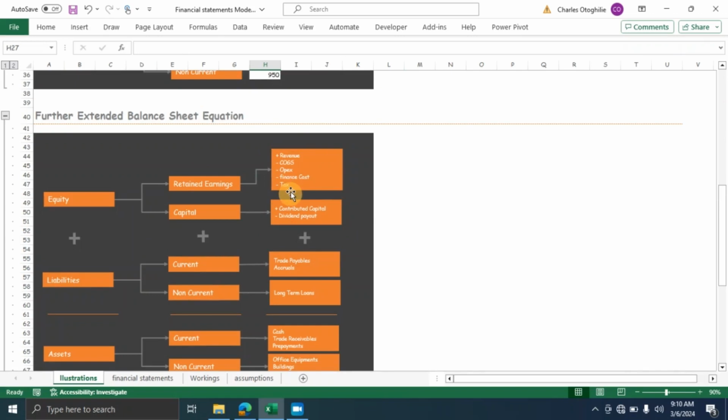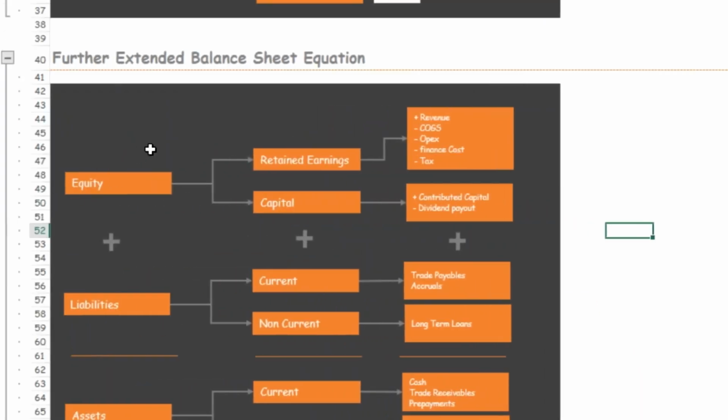is the net contribution from revenue, cost of sales, OPEX, finance costs, and taxes. So if I have revenue and I subtract my cost of sales and I subtract OPEX and I subtract finance costs and then tax, I should be able to get my retained earnings. So what this entails is that if I have my revenues, I take out my cost of sales, I take out my OPEX. OPEX represents operating expenses. I take out my finance costs.